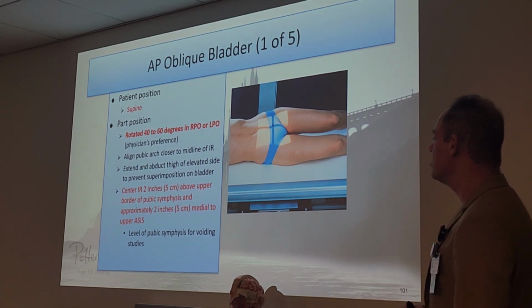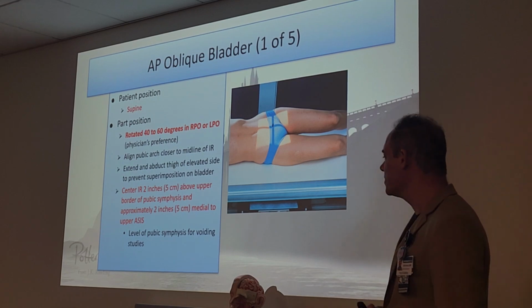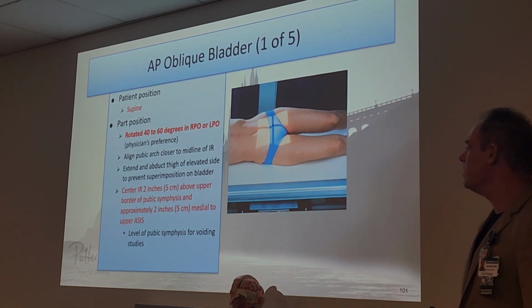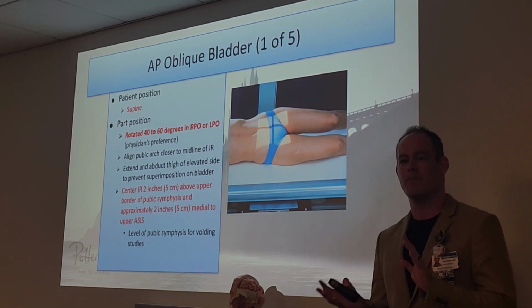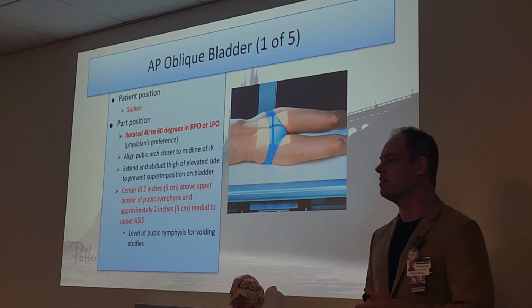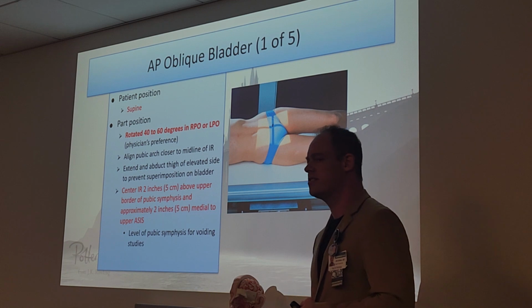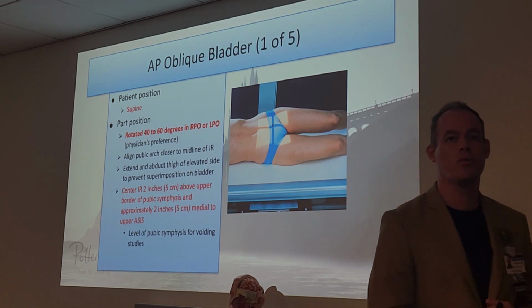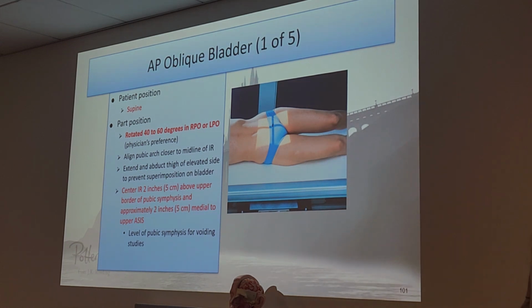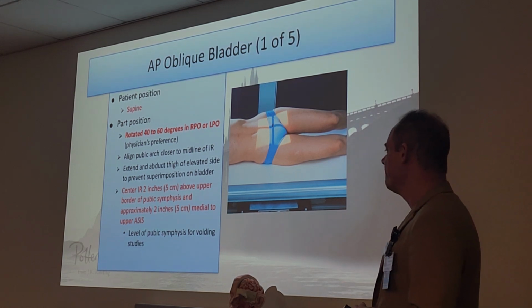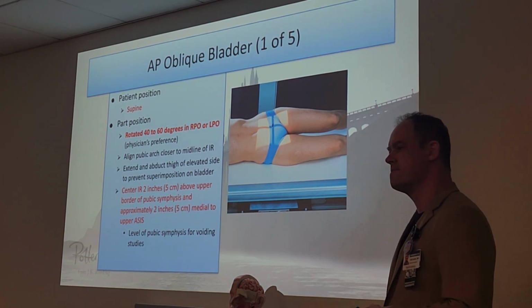Centering will be 2 inches above the upper border of the pubic symphysis once again, and 2 inches medial to the upside ASIS to compensate for the oblique part. So 2 inches above the pubic symphysis, 2 inches towards the upside, or medial to the upper ASIS.